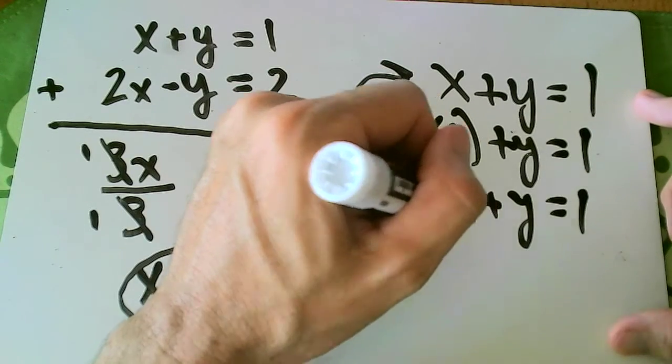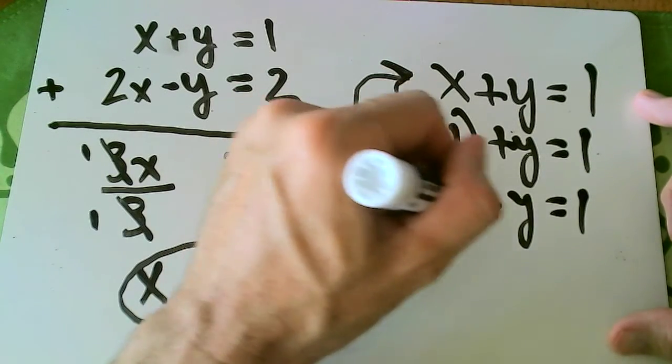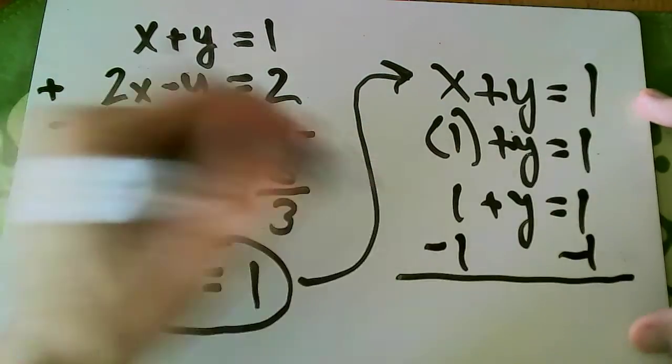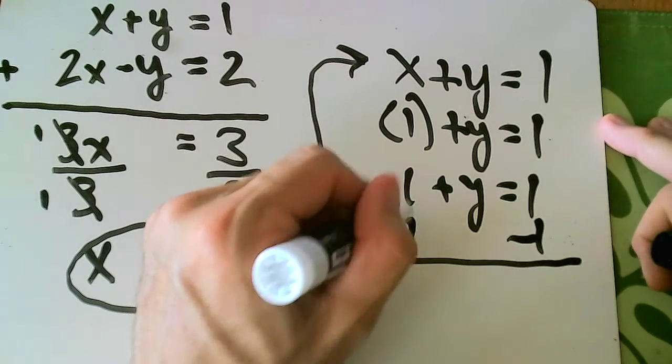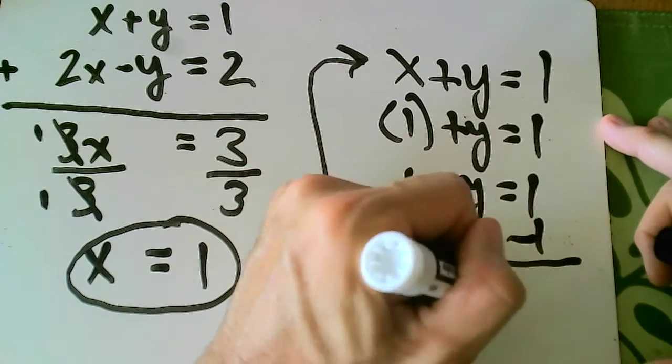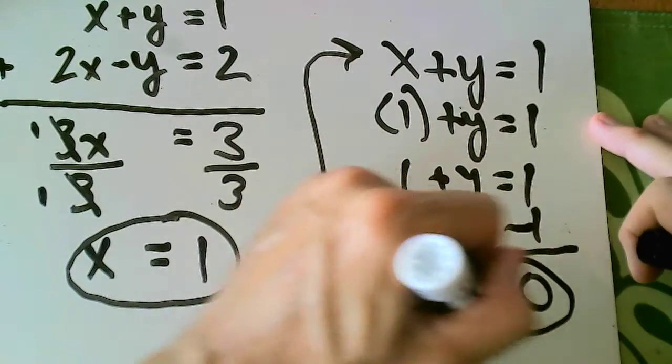Now I'm going to subtract 1 from both sides because right now I have plus 1 added to y. Whatever I do to one side, I do to the other. And so 1 minus 1 is 0. So I get y on this side. 1 minus 1 is 0. I get 0. So y equals 0.